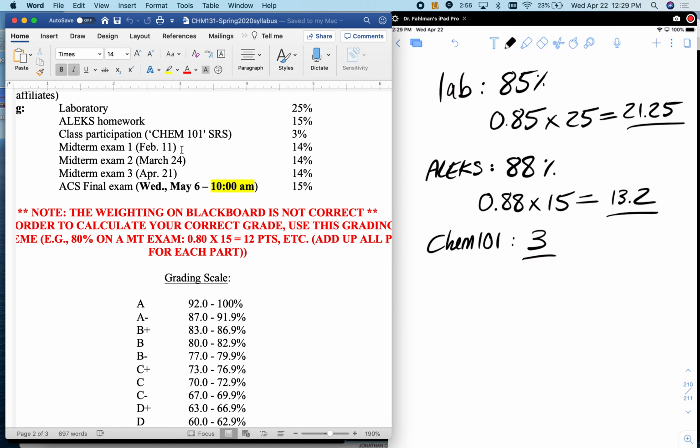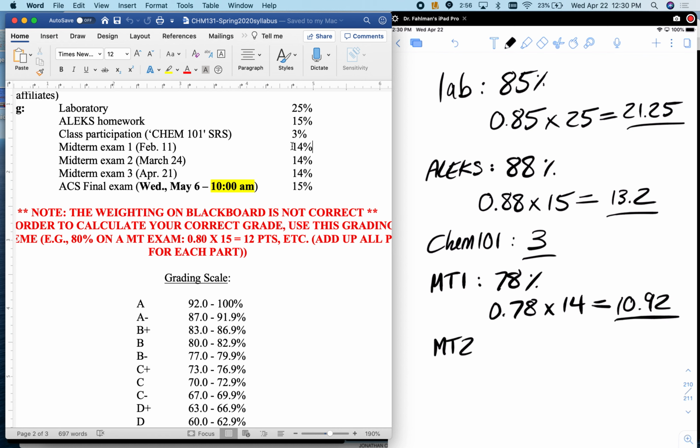Okay, and then midterm 1. These are on Blackboard now in the combined shell. And remember, this is always after the curve, if there was one. I'm not going to include anything pre-curve, averaging that in any way. So after the curve, let's say you had on midterm 1, 78%. So that's 0.78 times 14. So that's 10.92.